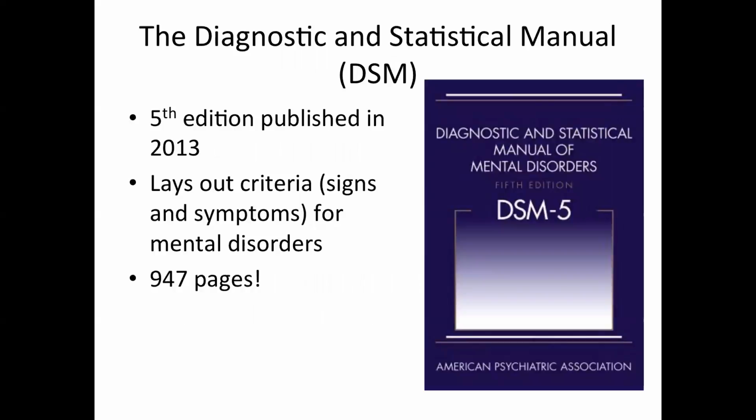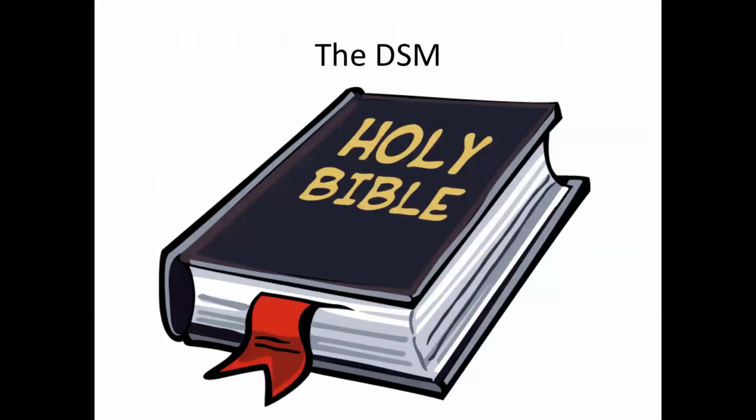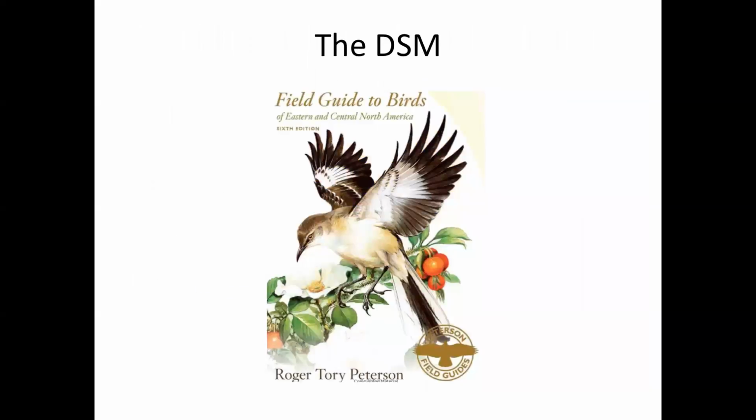So what is the DSM? The DSM stands for Diagnostic and Statistical Manual. The 5th edition of this manual was published in 2013. It essentially lays out the objective criteria by which clinicians define different mental disorders. It's extremely long, and each revision is a result of years of meetings and studies to ensure that the diagnoses are reliable. Some people call it the Bible of psychiatry, though a more apt description would be to call it a field guide for psychiatrists.